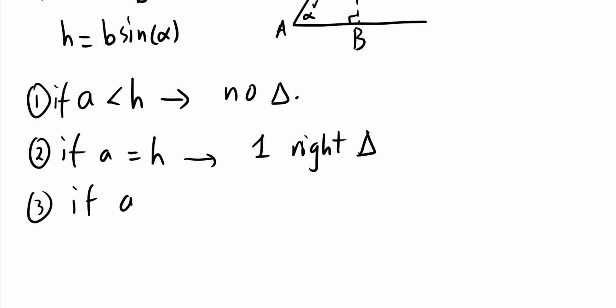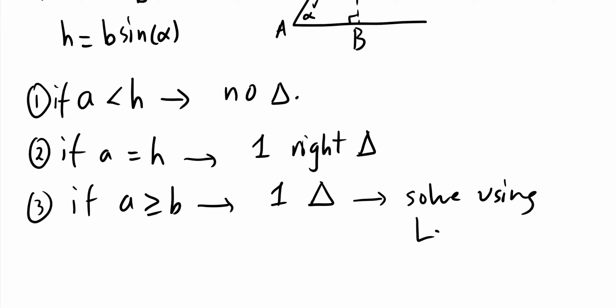If A is bigger than or equal to B, it just happened that they give it to you, automatically you have one triangle. Since A and B are given, then you can look at it as a first case. Say, okay, A is bigger than or equal to B, then one triangle. Then if you have one triangle, what you have to do is solve using law of sines. In the right triangle, you can use SOHCAHTOA, Pythagorean theorem, whatever you like. There's more options other than law of sines.